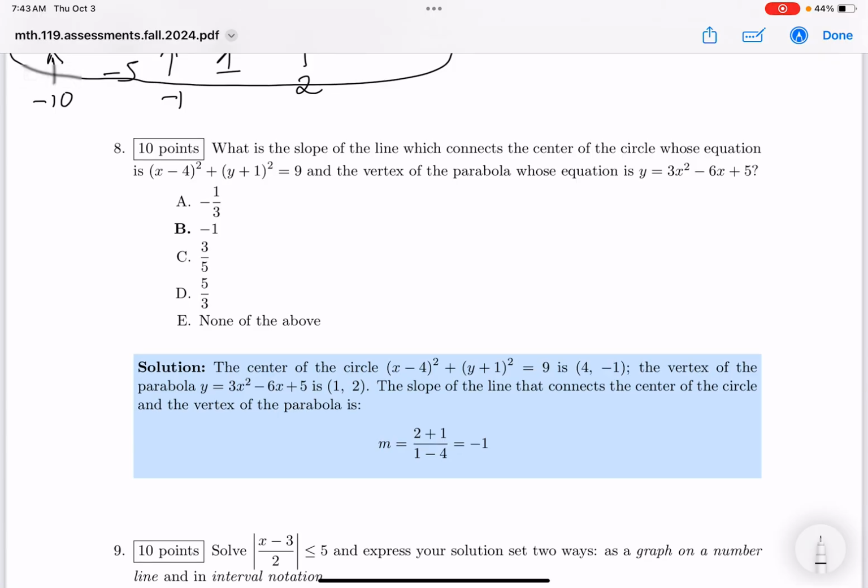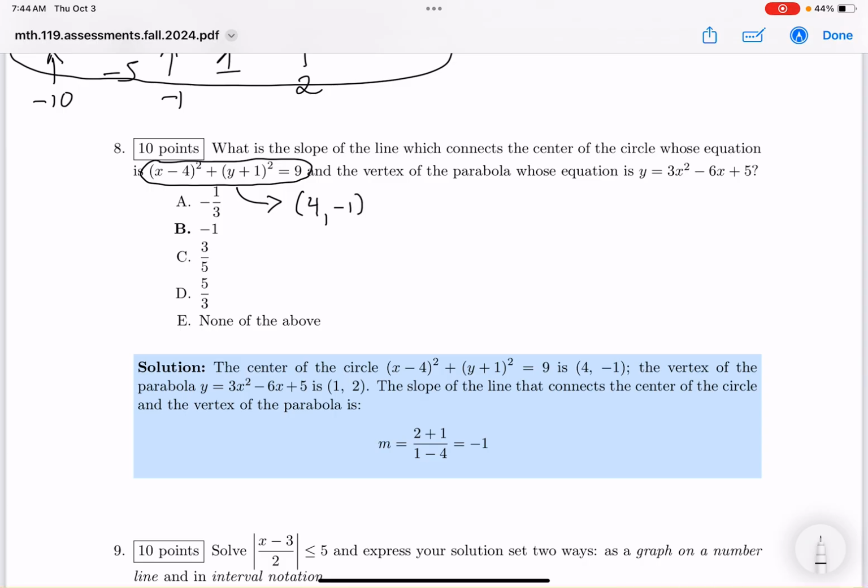Now, granted, some students are saying, I don't know how to do that problem. And really, basically, I would say the first thing to do is read it. It says, what's the slope of the line which connects the center of the circle? Well, the first thing I got to say to myself, the center of the circle is relatively simple to put down, by the way. And what's that going to be? Well, let's write this down for you. The center of that circle is going to be 4 and minus 1.